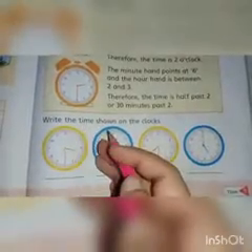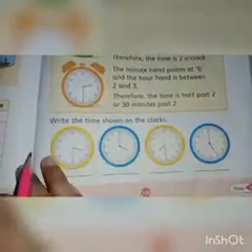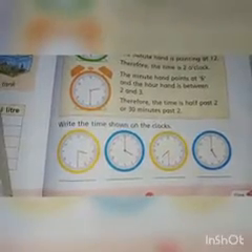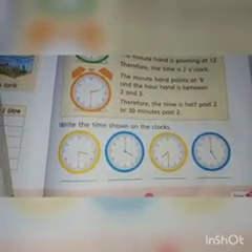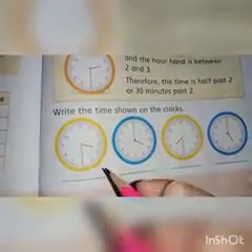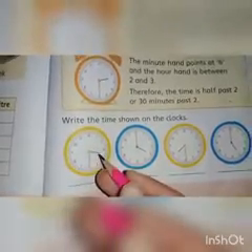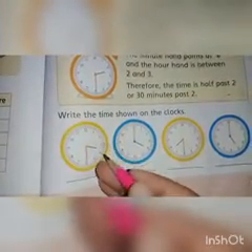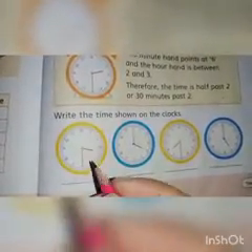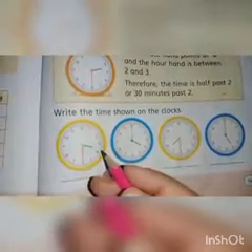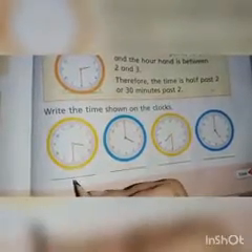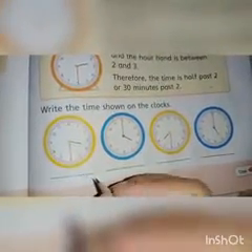Write the time shown on the clocks. Students, here we have some clocks and we are going to find out what time the clock is showing. At our first clock, here we have two hands of the clock. The hour hand is between 3 and 4 and the minute hand is on 6. So, the time is 3:30, 30 minutes past 3. And we are going to write 3:30 o'clock here.